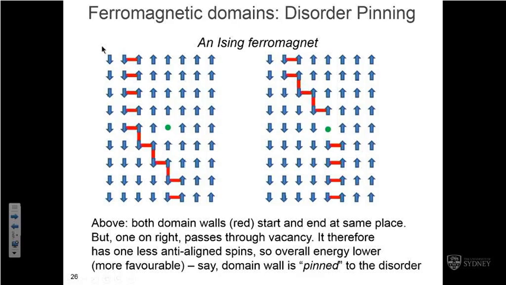And this is a technique that people know about. So people actually introduce certain defects in order to control where their domain boundary walls occur, and to pin them, to make them happen.